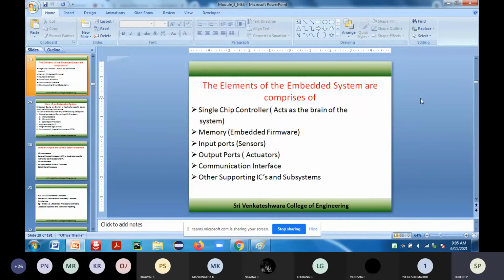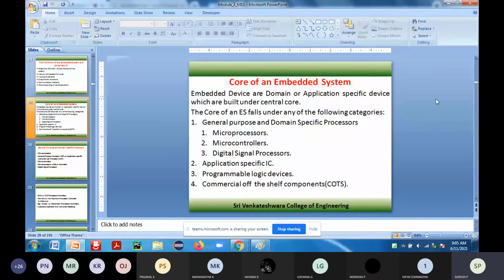Next, when it comes to the core of the embedded system, let us see one by one what the different components of your embedded system are. This particular question is important from your examination point of view. So what are the different elements of the embedded system? Mainly the embedded system consists of the following six parts.